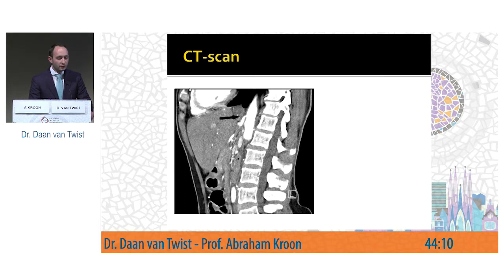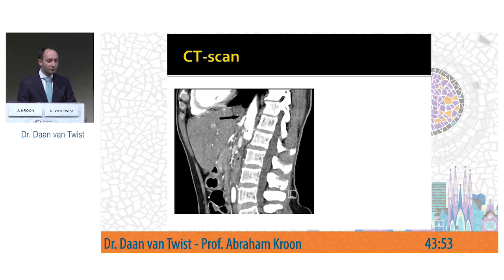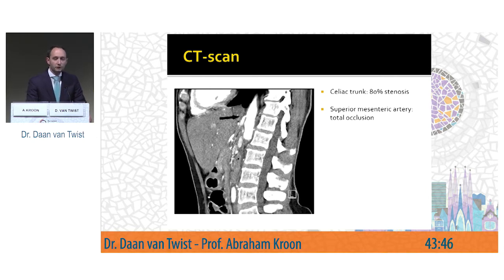As you can see here, where the arrow is, that's the celiac trunk. There is a stenosis in the origin of the celiac trunk of about 60 to 80%. Further, this is where the superior mesenteric artery should start, but as you can see, it's completely gone. So the CT is showing 80% stenosis of the celiac trunk, and the superior mesenteric artery is totally occluded.